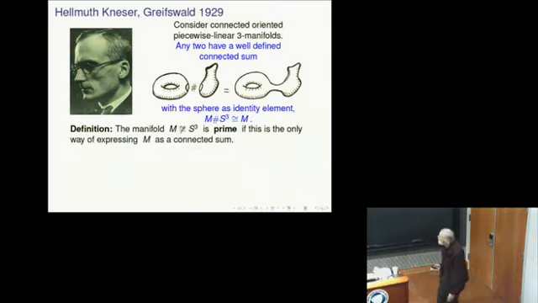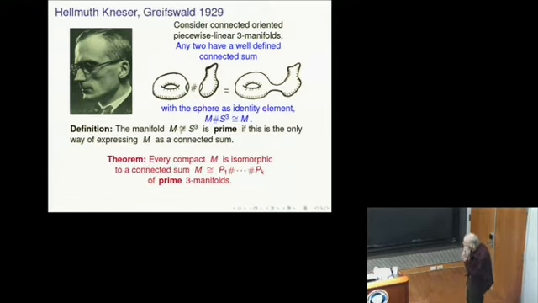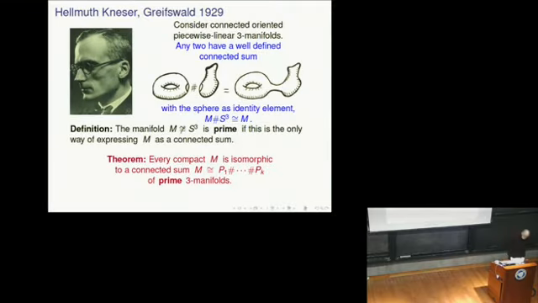And what he proved is that, by definition, if you have any such decomposition except this trivial one, then it's called a non-prime manifold. If this is the only way of decomposing it, then the manifold is called prime. In other words, it's prime if any time you split it in two with a sphere, one of the pieces must be a topological disk. And the theorem is that every compact manifold is isomorphic to a connected sum of primes.